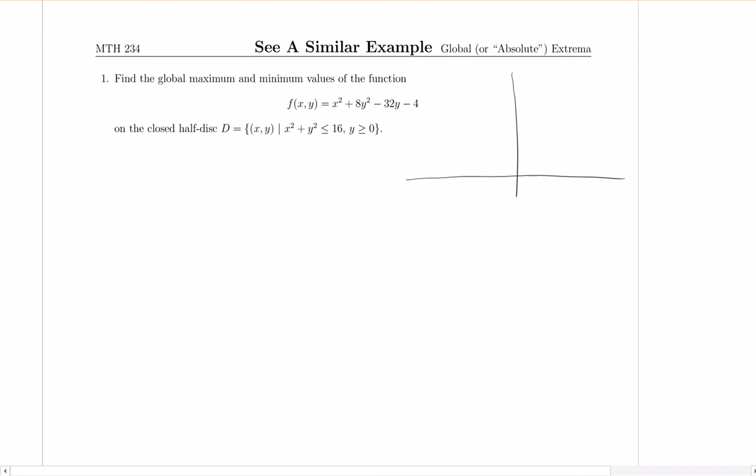So we're saying it's the set of points so that x squared plus y squared is less than or equal to 16, meaning it's within the disk of radius 4, and y is greater than or equal to 0. So it's this region, the top half of this disk.